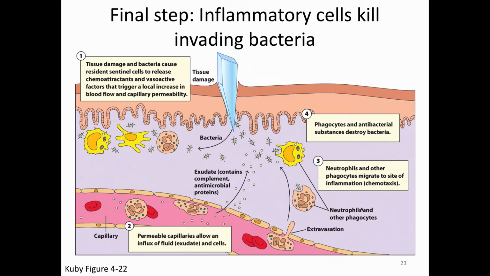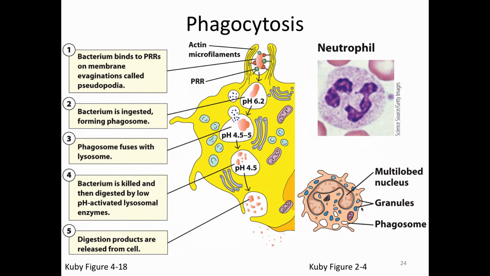But we still need to actually do something to the microbe. And so now we need to, in fact, kill that microorganism. We can get rid of that microorganism with our neutrophil. And our neutrophil is going to do phagocytosis.